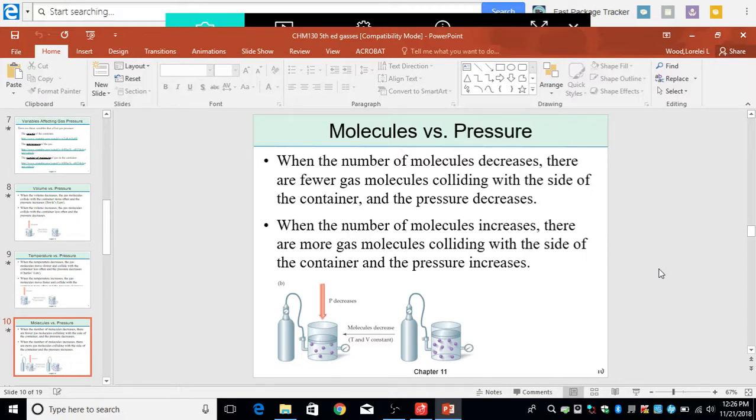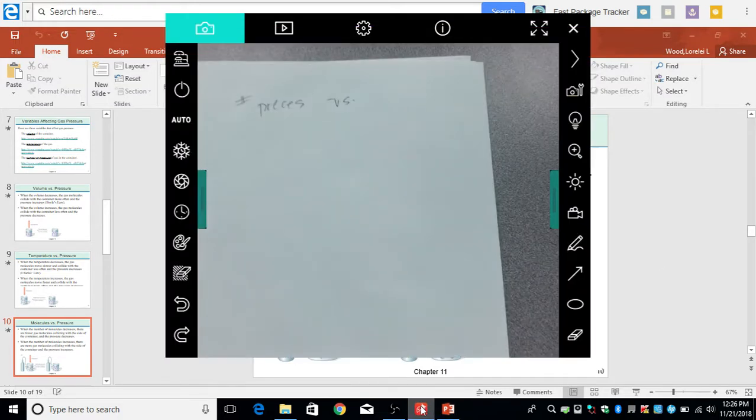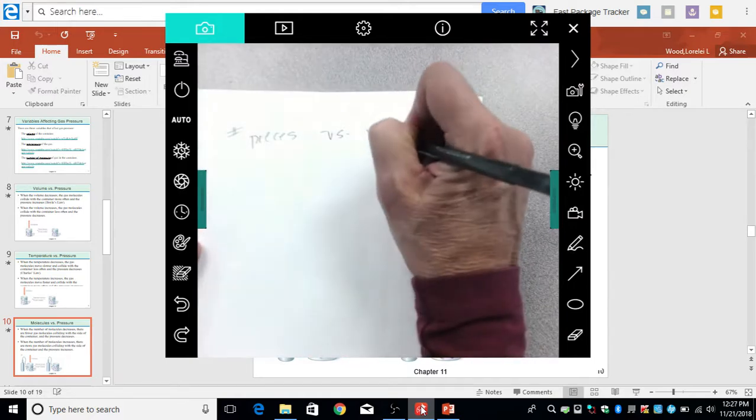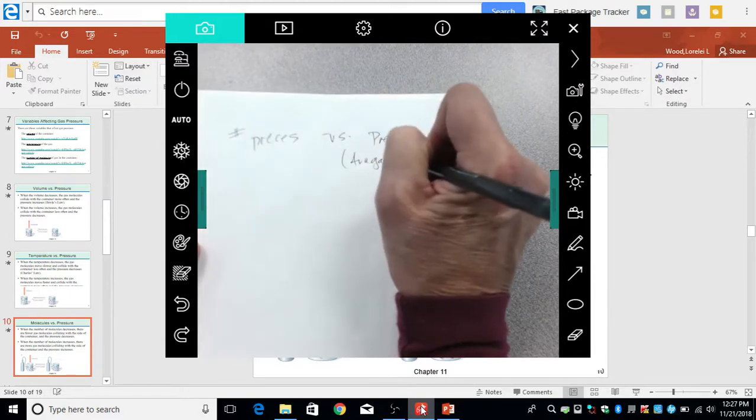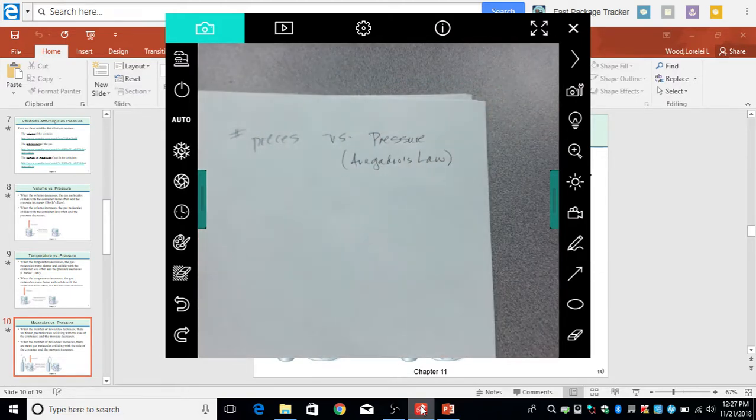This one actually has a law associated with it. Do you guys have any idea whose law this is? Molecules versus pressure? Who was the guy that talked about how many molecules is in a mole? Avogadro. This is Avogadro's law. I'm surprised that the person who made the PowerPoint here forgot to put that, right? Number of pieces versus pressure, which is Avogadro's law. All right. Avogadro's law.